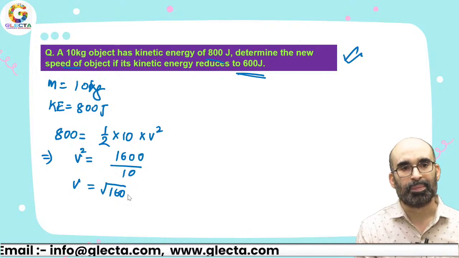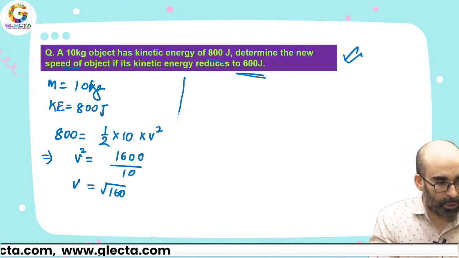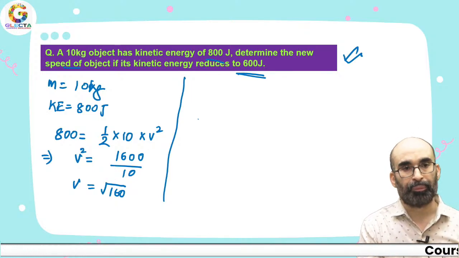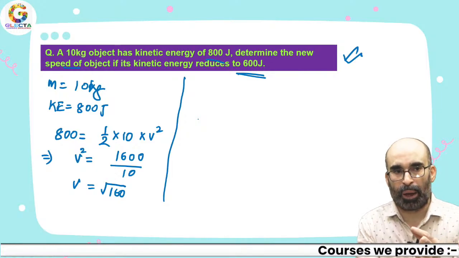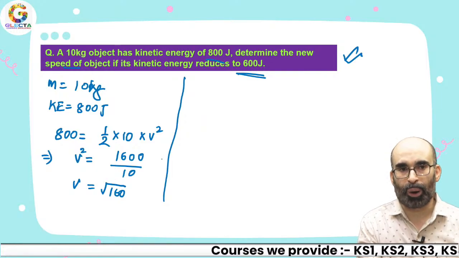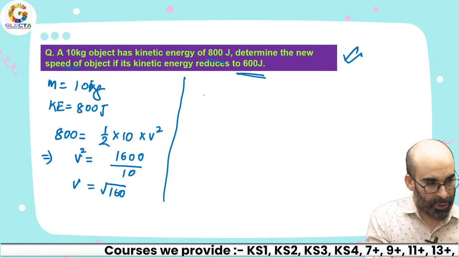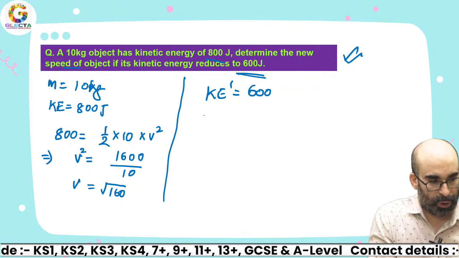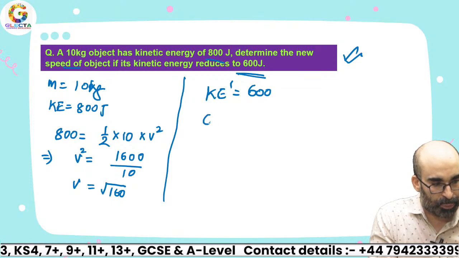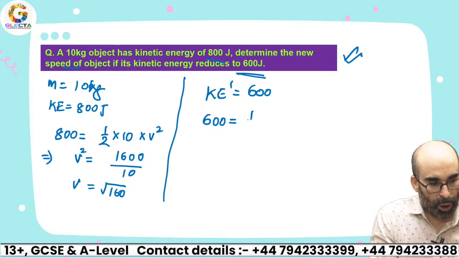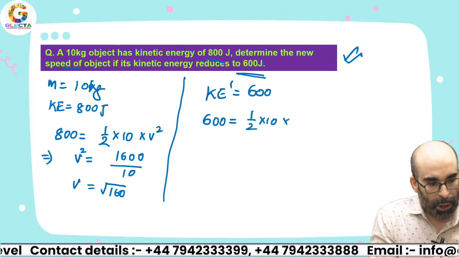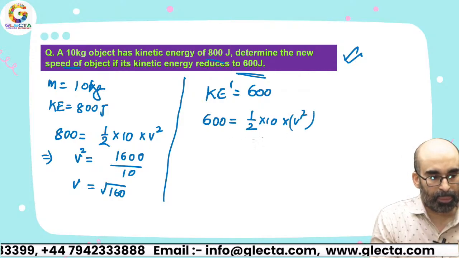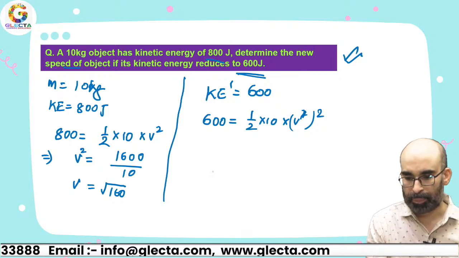Now the new speed, use the same logic, same concept, you can determine the new speed. Very good. Go ahead, determine the answer. Square root of 160. Right, Advait? It's not 160. Focus on the calculation, otherwise it will be difficult. Okay, now the new kinetic energy equals 600 joules. So now how would you put the equation? It will be 600 equals half times 10 times v dash squared, where v dash is the new speed.